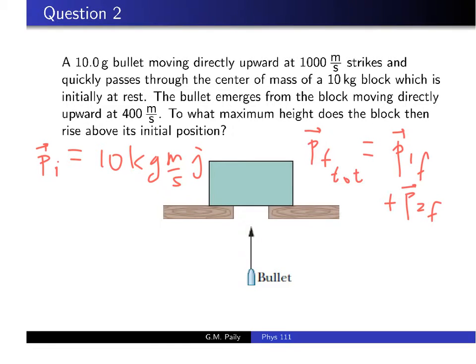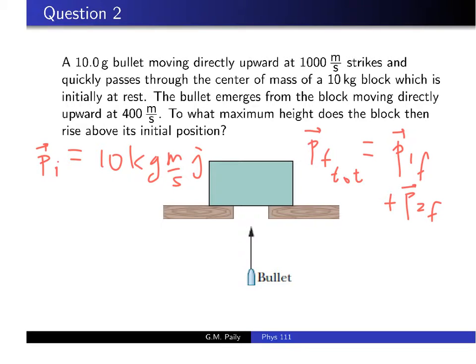In the final situation, both the bullet and the block are moving, and since the bullet has emerged from the block, they are not moving with the same velocity. So we have P final total is P1 final plus P2 final. We can calculate P1 final since the bullet is still a 10-gram bullet and now the velocity is 400 meters per second. But we don't know the velocity of the block.